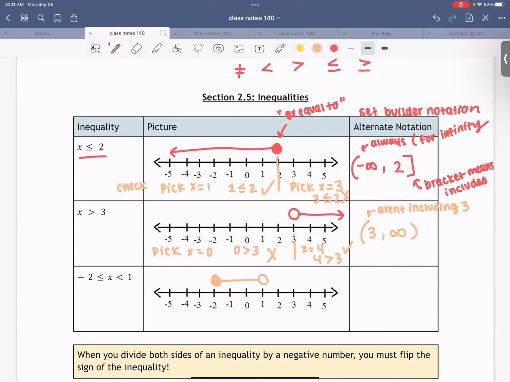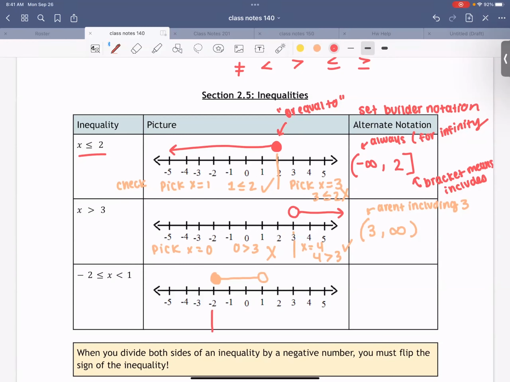Now, if I was ever unsure, we can still check to see if our answers are right. I know this is overkill, but that's okay. We'll talk about this later. We can always check a number in each of the three areas and see if there should be an arrow. Pick a number less than -2.